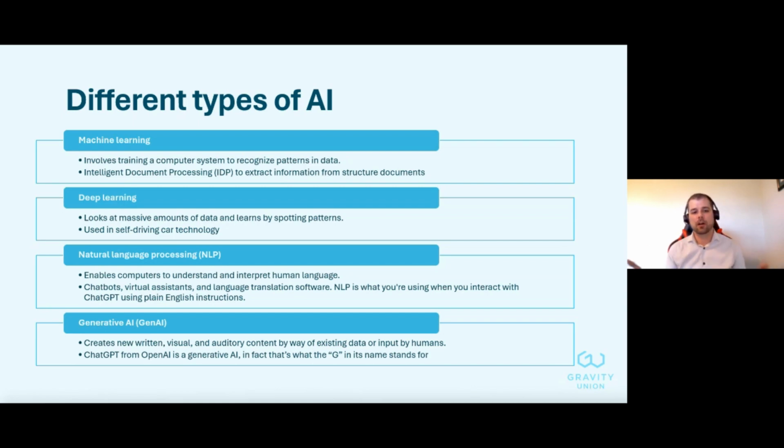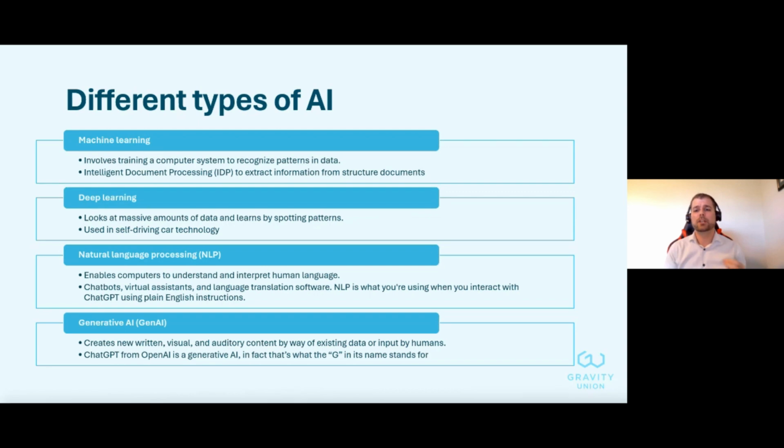And into what we're probably all talking about these days, which is generative AI, right? So we're actually generating content, we're creating new written, visual, auditory content by way of existing data or inputs from us. And of course, a lot of you probably hear about it because you're familiar with things like ChatGPT from OpenAI. So that's generative AI. In fact, the G actually stands for generative, P being pre-trained and T for transformative. And now likely you've all started to hear about Copilot as well, which is leveraging this technology from OpenAI and expanding upon it these days.